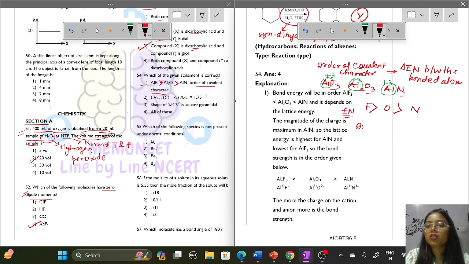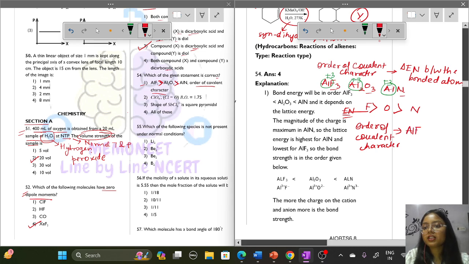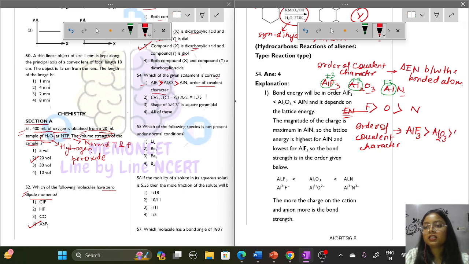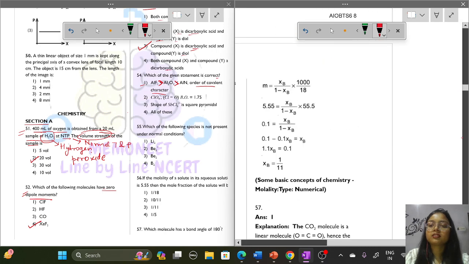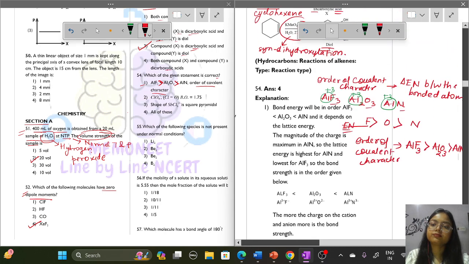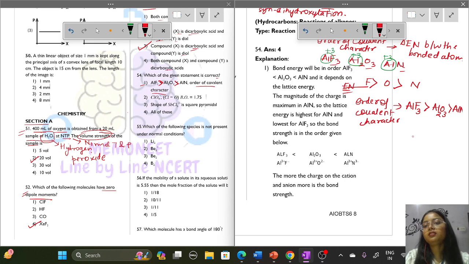We know that fluorine is the most electronegative element, right? So the order of covalent character in this case will be the same as the electronegativity order. So here the order will be AlF3, then Al2O3, then AlN. So this will be the correct option. This statement is correct.